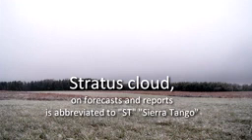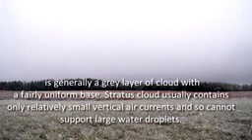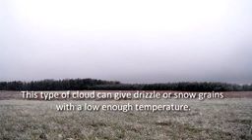Stratus cloud, on forecasts and reports, is abbreviated to ST, Sierra Tango. It is generally a grey layer of cloud with a fairly uniform base. Stratus cloud usually contains only relatively small vertical air currents and so cannot support large water droplets. This type of cloud can give drizzle or snow grains with a low enough temperature.